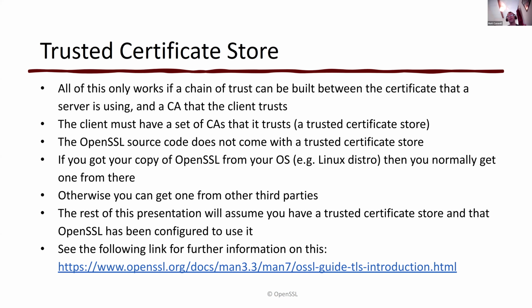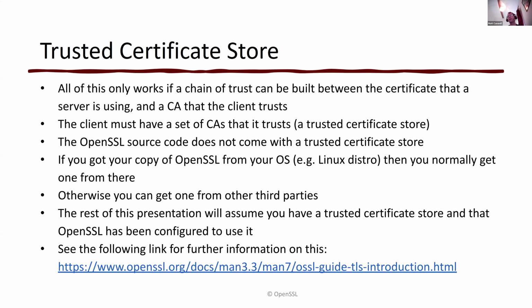So all of that only works if that chain of trust can be built between the certificate that the server sends you, any intermediate certificates, CA certificates that it also sends, and the root CA that the client already knows that it trusts. And for that to work, the client must have a set of those CAs that it knows it trusts.